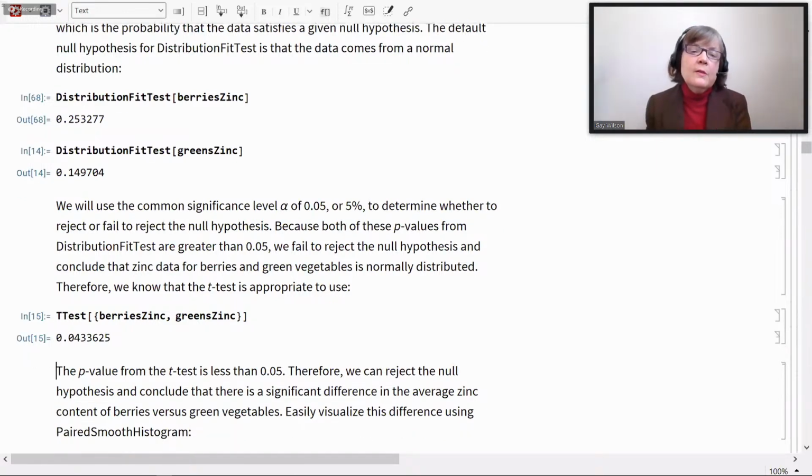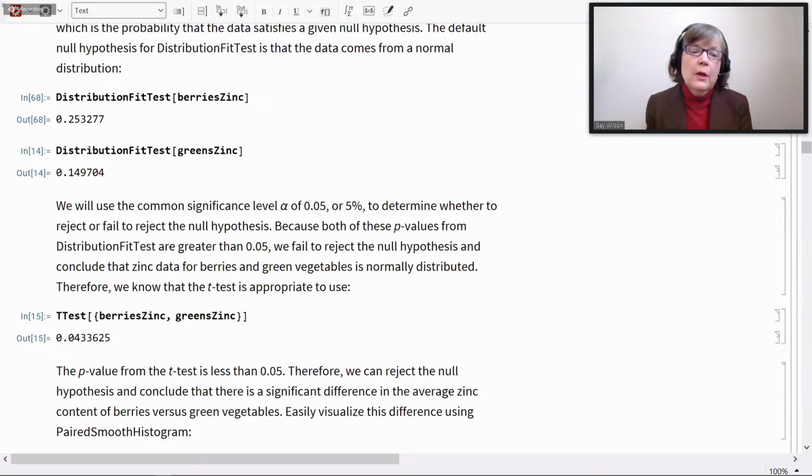Okay, so if we look at our distribution fit test, we can see that they're greater than the 5%, greater than 0.05. Because they are greater than 0.05, we fail to reject that null hypothesis, and we can conclude that the zinc data is normally distributed for both groups. So it says, great, we're going to go ahead and use the t-test.